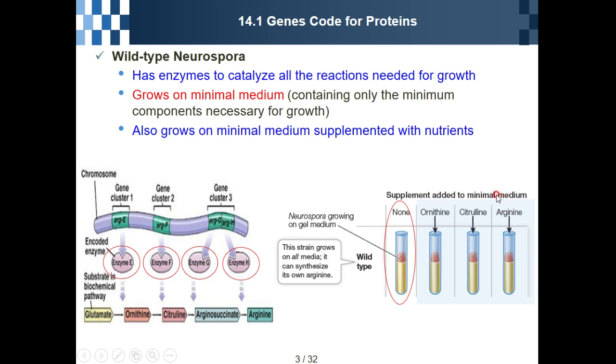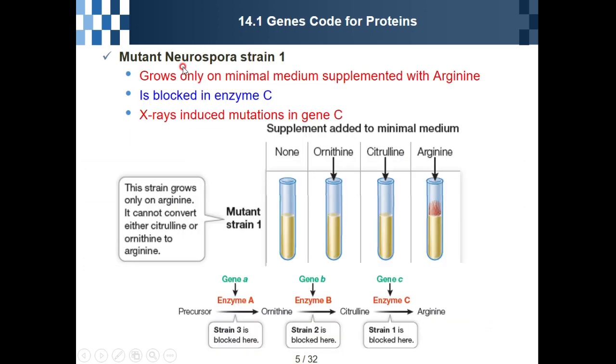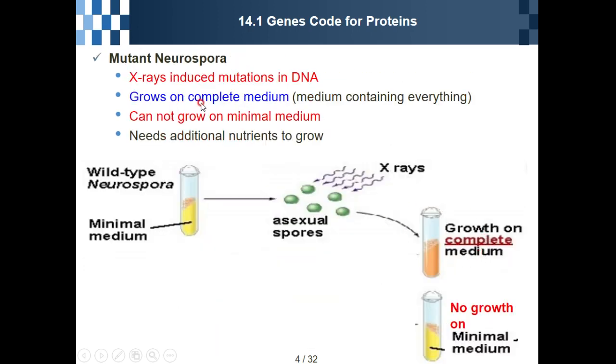Okay, and let me go to the mutant Neurospora. For example, this is the minimal medium. The wild type Neurospora can grow. Okay, so the Neurospora has spores like this. After that, X-ray usually induces mutation in the DNA of the asexual spore. Because the X-ray induced some mutation, the mutant Neurospora can grow on only the complete medium.